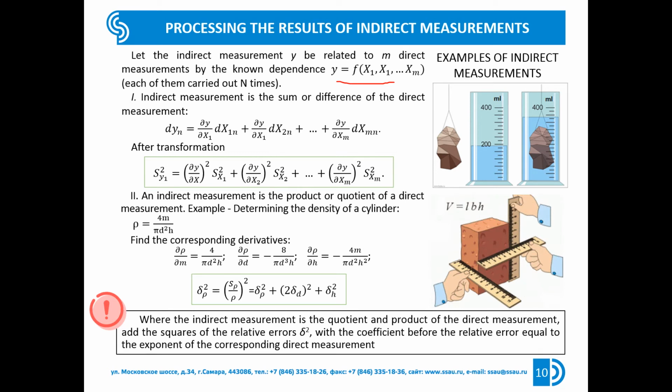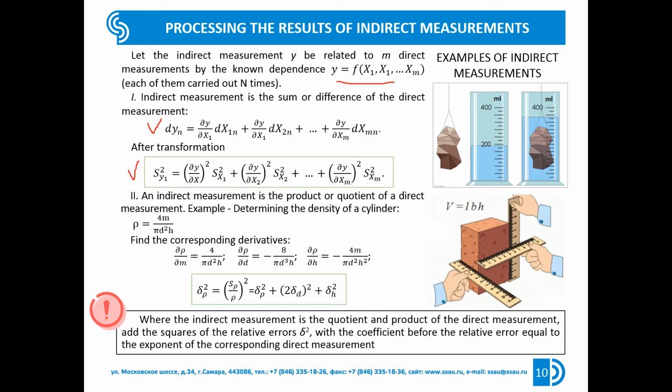Then the relationship between the direct and the indirect errors of the measurement, when the indirect measurement is the sum or difference of the direct measurements, is defined by the expression for the total differential of a function of several variables. After transformation and processing, we obtain the following expression, where on the left-hand side we get the square of the mean standard deviation of the indirect measurement, and on the right-hand side we get the corresponding parameters of the direct measurements.